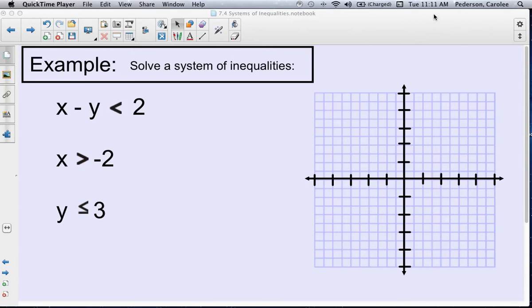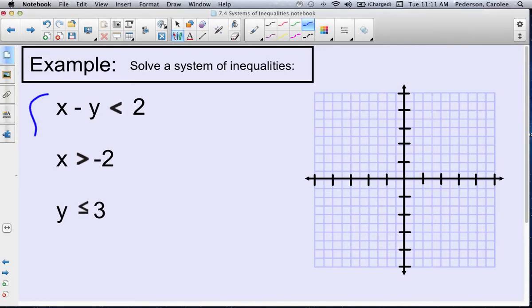Here's an example of how to shade a system of inequalities. This system has three separate inequalities, and we want to graph them all in one coordinate plane. So let's start with the first inequality. Right now it's in standard form, and we want to solve it for slope-intercept form.